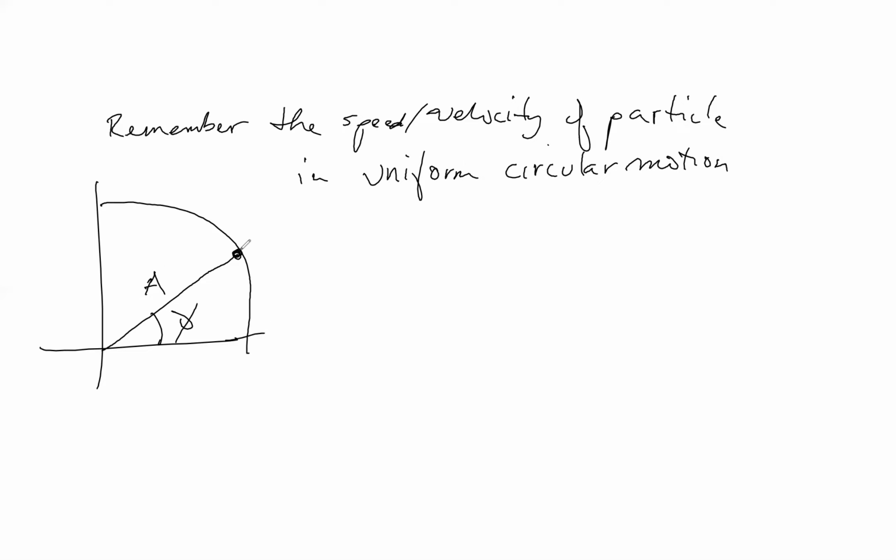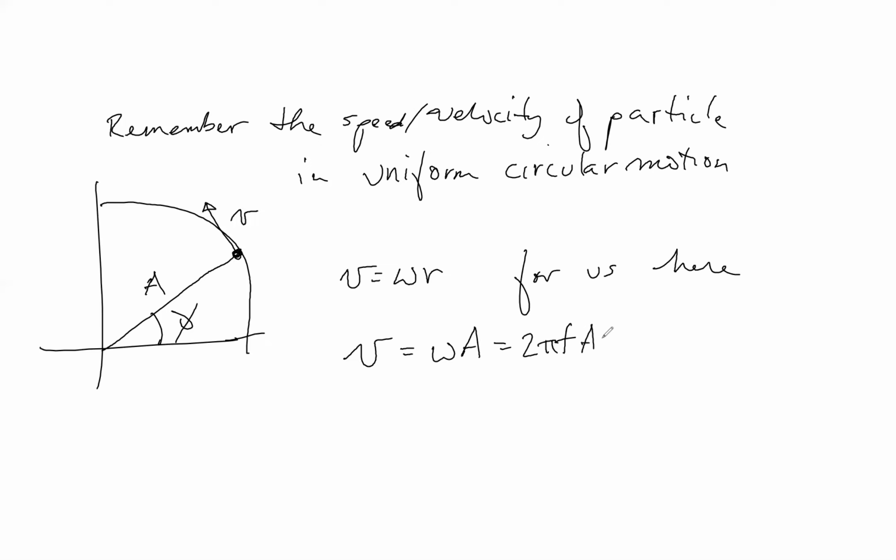But notice its velocity is perpendicular to that radius vector formed by A. And we remember that V is going to be equal to omega times R, if R is the radius of a circle. So for us, we're going to write that velocity is going to be equal to omega times A, which is equal to 2 pi f times A, like that.